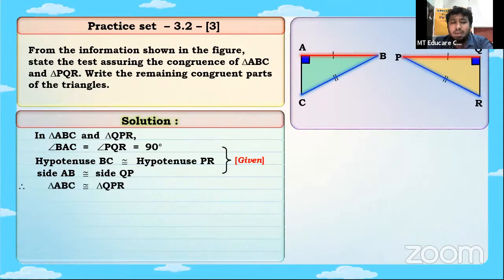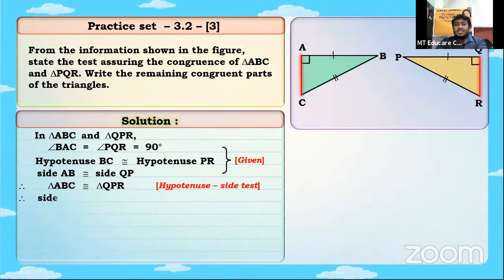Therefore, students, tell me, it's a right angle triangle, the hypotenuse is congruent, and one side is also congruent. So triangles will be congruent by which test? Yes, it will be congruent by the hypotenuse side test. Students, now if the triangles are congruent, we have to write the remaining congruent parts. Total there are 3 sides. 2 we have already written, so the third one we have to write.